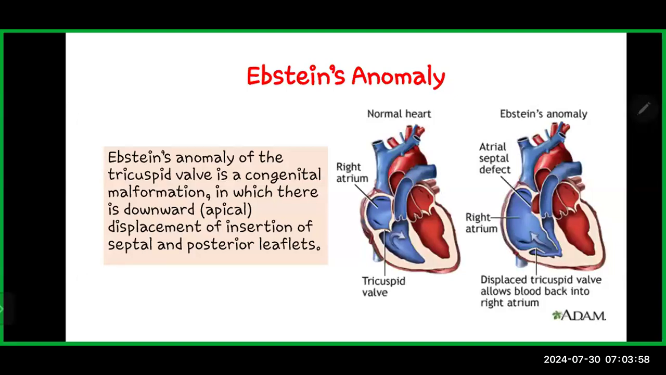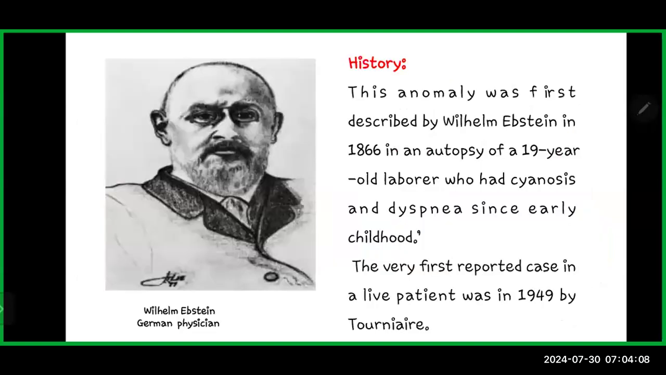So looking at a brief history of Ebstein anomaly. Ebstein anomaly of the tricuspid valve is a congenital malformation in which there is downward apical displacement of insertion of septal and posterior leaflets. It was first described by Wilhelm Ebstein in 1866, where he did an autopsy of a 19-year-old laborer who had cyanosis and dyspnea since childhood.